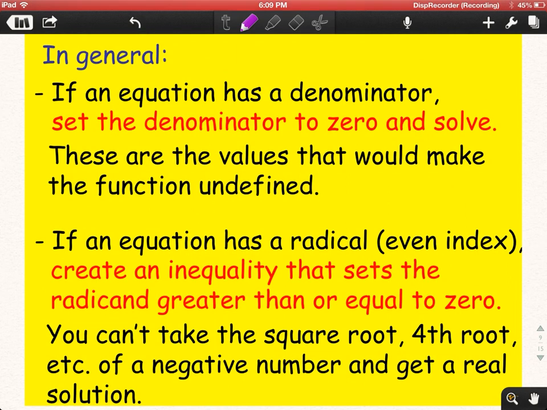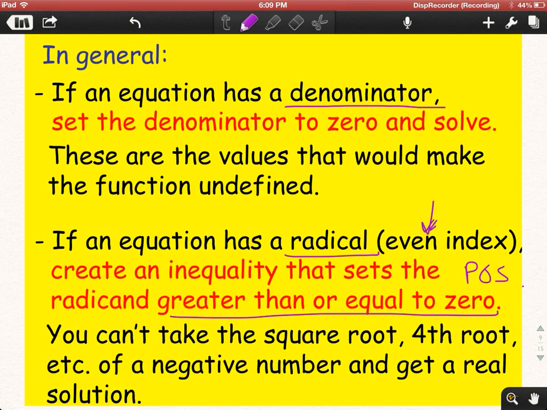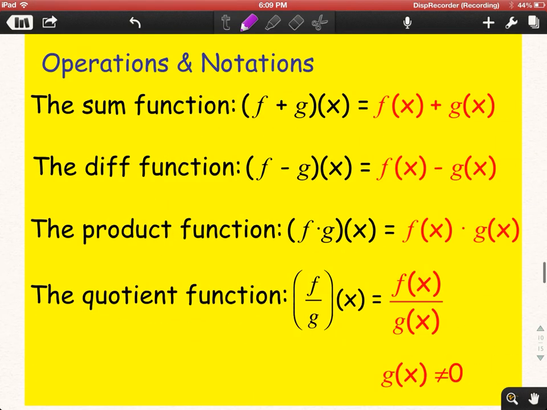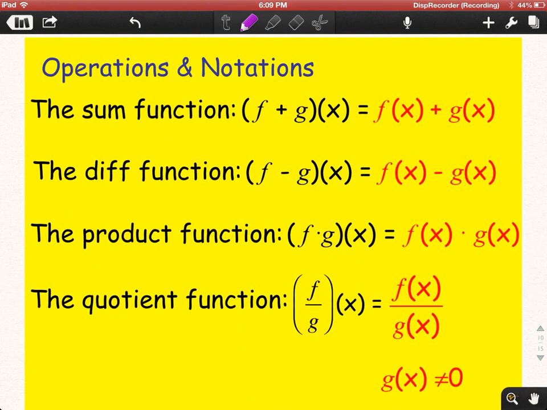So let's generalize the idea of finding restricted domains. If you have a denominator, you need to worry about 0 in the denominator. If you have a radical, you need to set up an inequality greater than or equal to 0 because you need positive values underneath of that radical. And the key here is the even index. You can actually take the cube root of negative numbers. We don't need to worry about cube roots and fifth roots, but we do need to worry about the even roots.